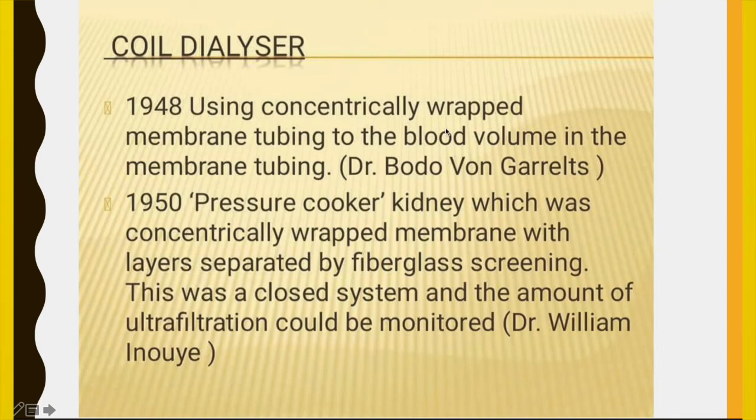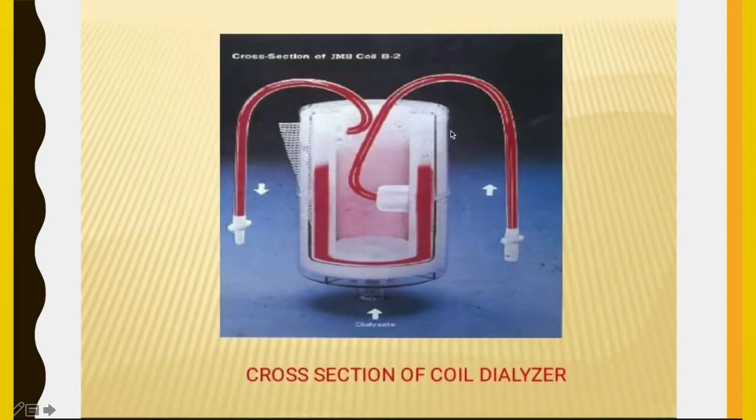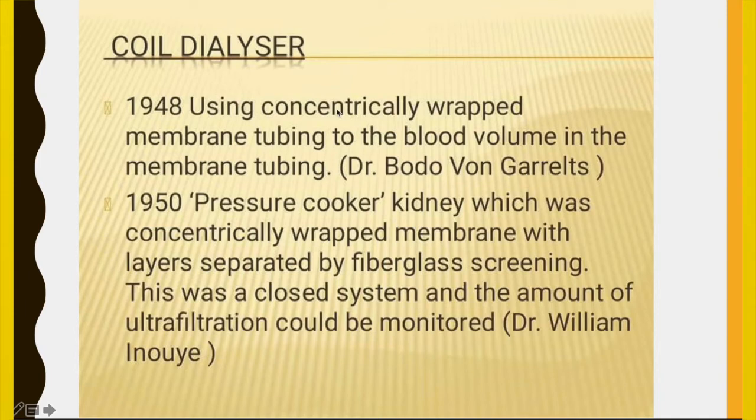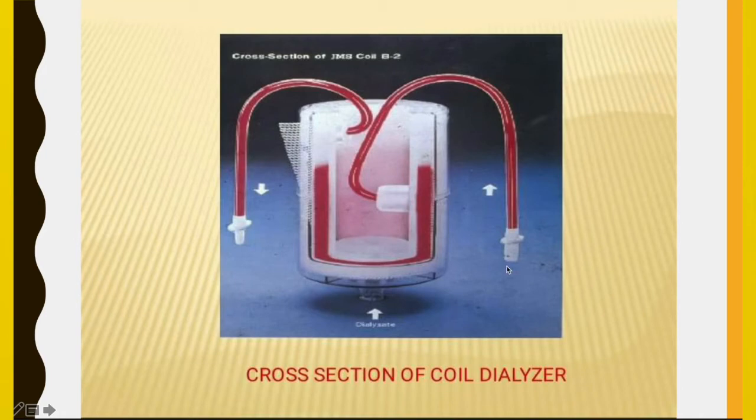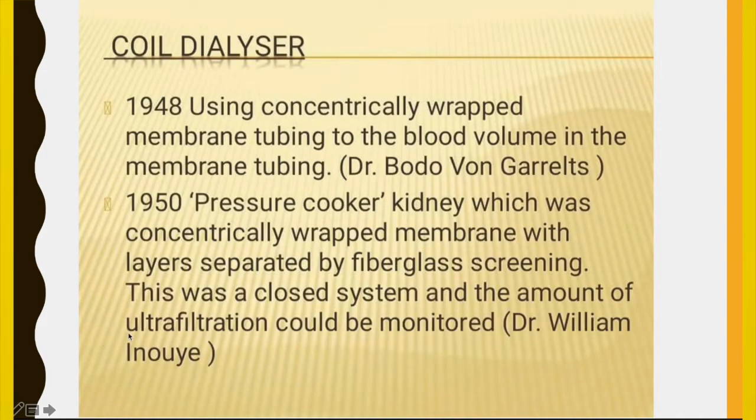In 1948, concentrically wrapped membrane tubing was used for the blood volume. This was developed by Bodo von Garletz. So it was just a concentric sphere which was wrapped by some membrane. What is the membrane? We are going to talk about it. It was also known as the pressure cooker kidney, with concentrically wrapped membrane layers separated by fiberglass screening. So the outer surface material was fiberglass.